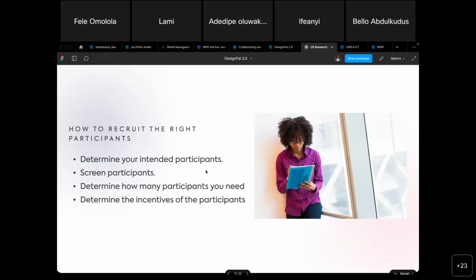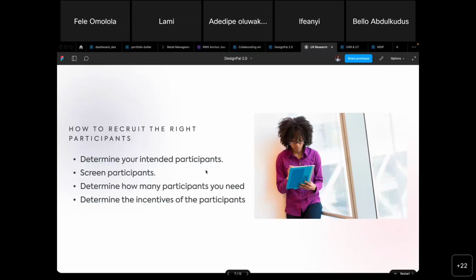The best way for you to do this is the one I know of. It's just one I know; I don't know about others, if there are even more. You can use something called a screener survey, and these User Interviews guys have it. You can use a screener survey to survey your participants before they qualify for your study.